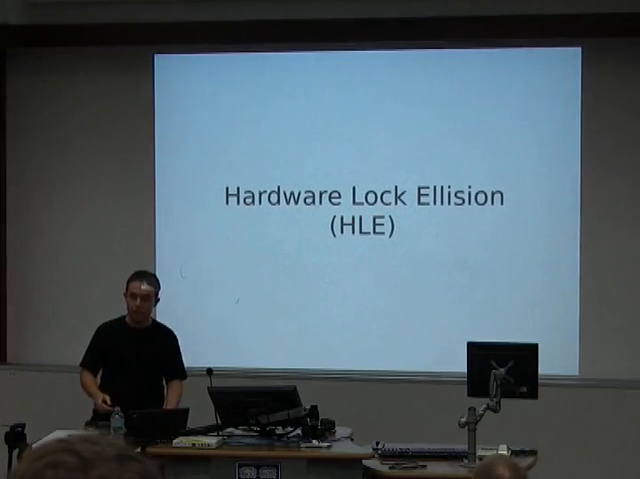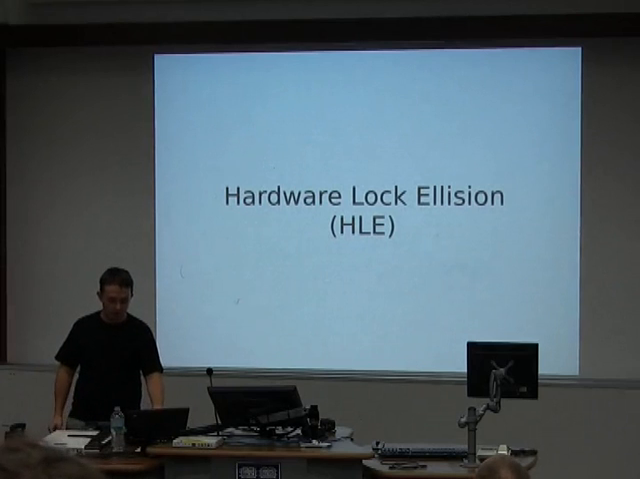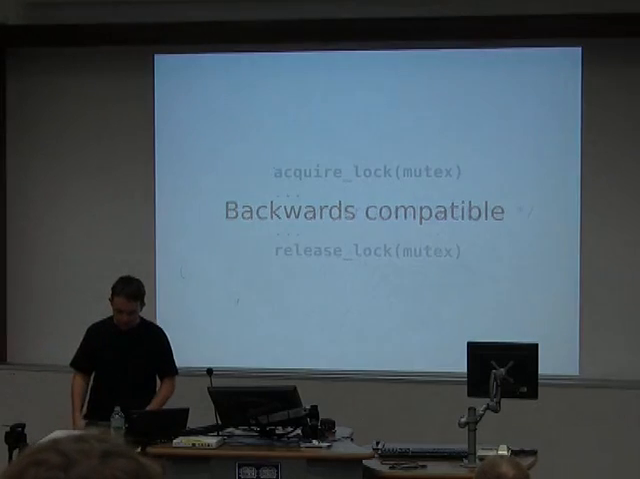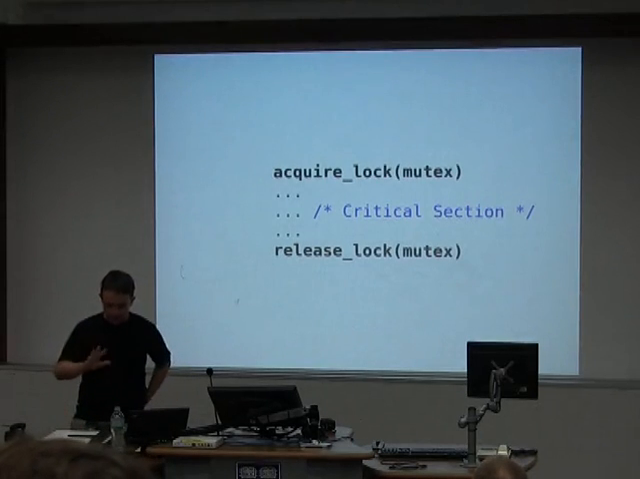The thing I didn't talk about before was hardware lock collision. This is interesting. It's quite a bit different to the other ones in that it's backwards compatible. So you can use this on existing processors and it'll actually work. So how do they do this? So this is all x86.